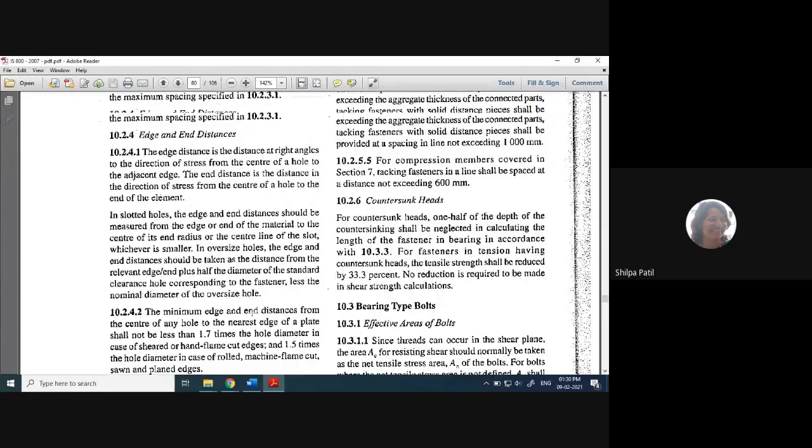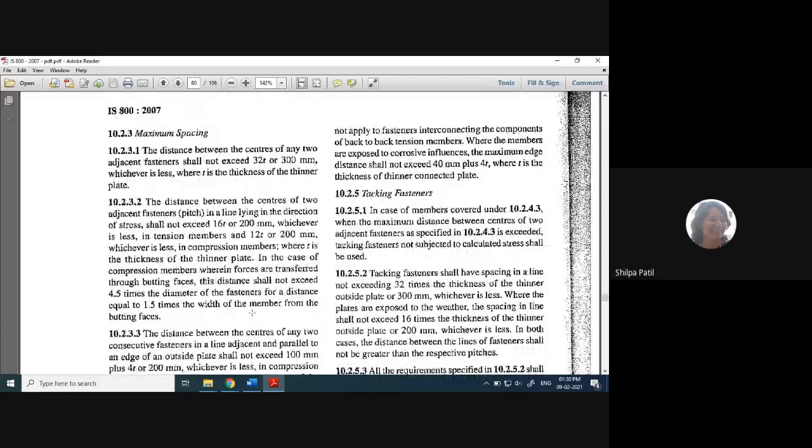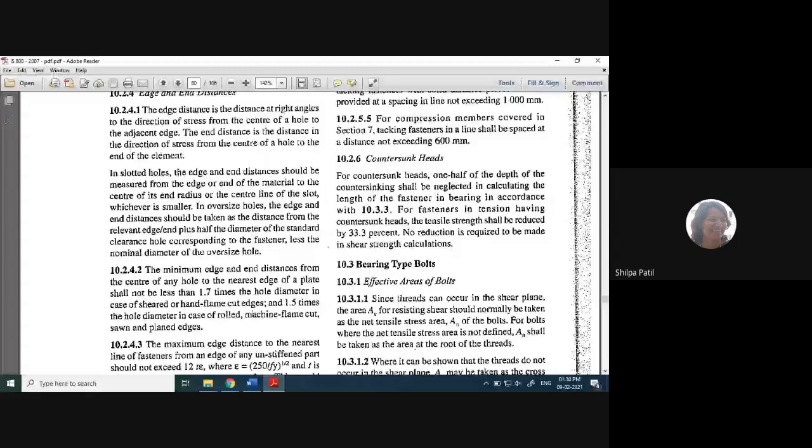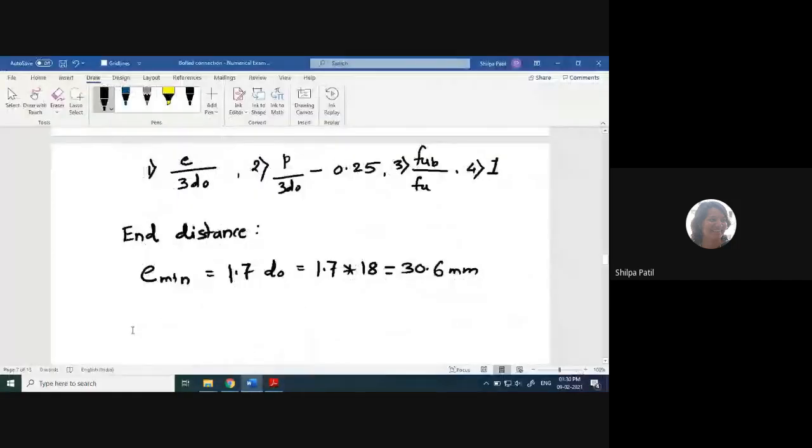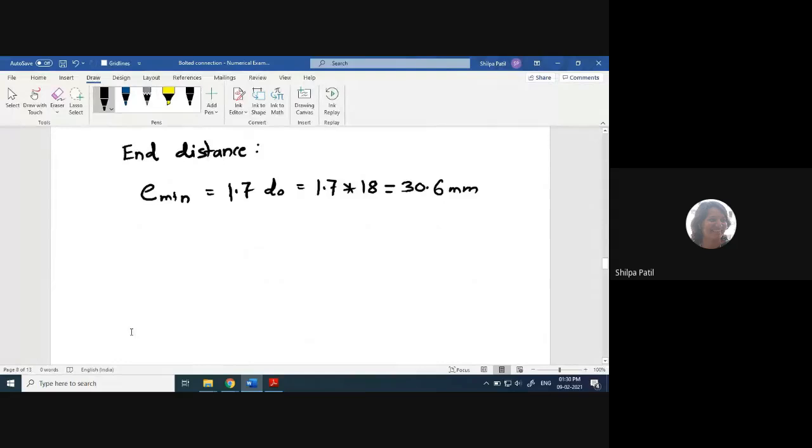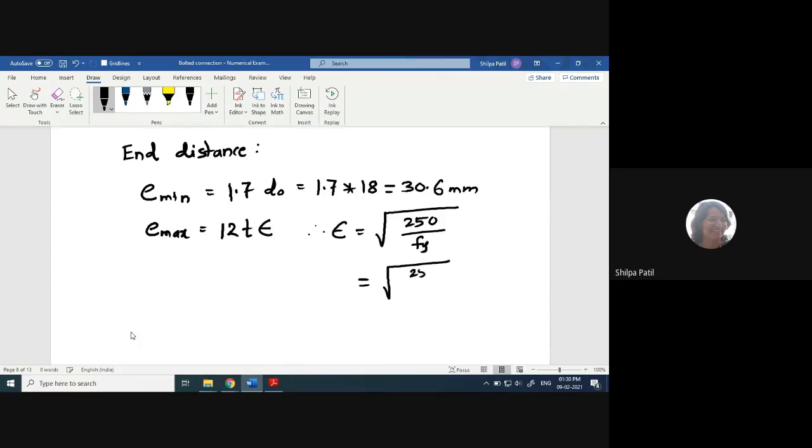Okay, and what is given next? This would not apply to fasteners interconnecting the components back to back, so that is not our case. So what is the criteria? 12 T epsilon. So Emax will be 12 T epsilon, where epsilon is under root 250 by Fy. Now Fy value we always consider as equal to 250 for any section. So this value is obviously under root 250 by 250, so that value we get as 1.